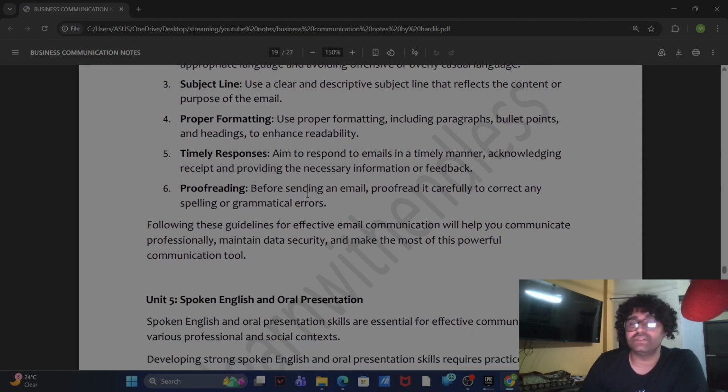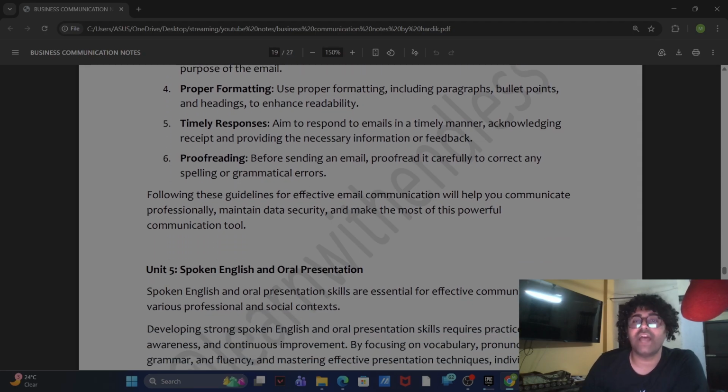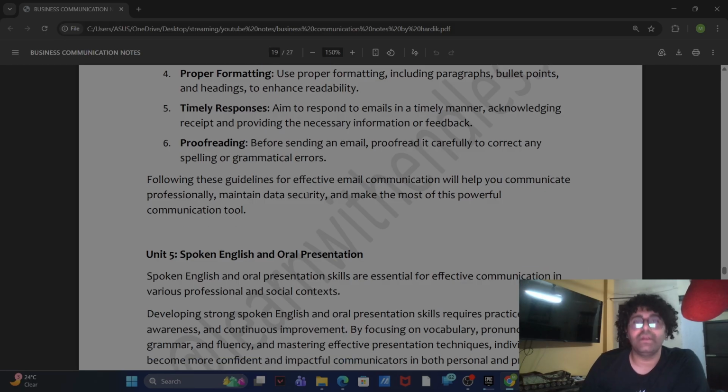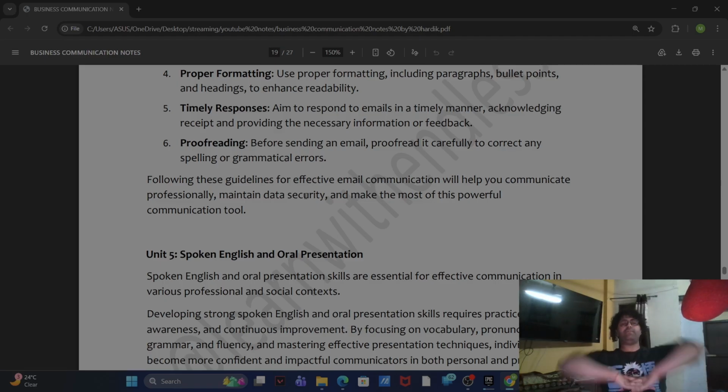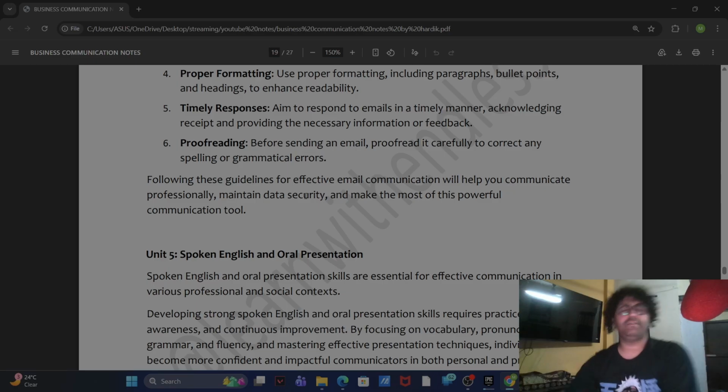Timely response. Aim to respond to emails in a timely manner, acknowledging receipt and providing the necessary information or feedback. Proofreading. Before sending an email, proofread it carefully to correct any spelling or grammatical errors. Following these guidelines for effective email communication will help you communicate professionally, maintain data security, and make the most of this powerful communication tool. With this, we are over with Unit 4.